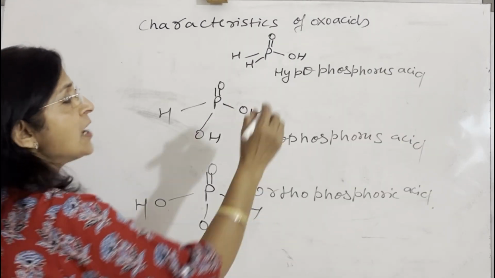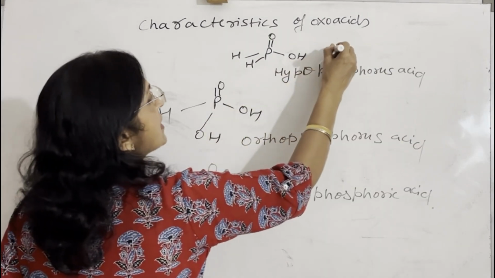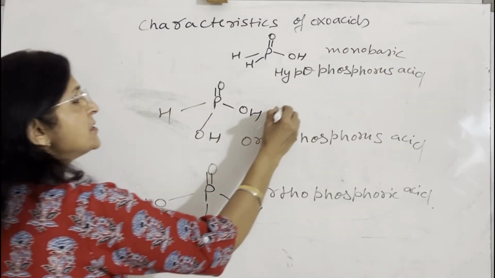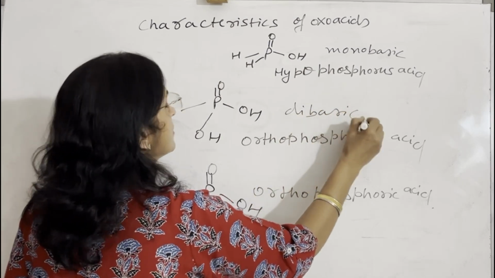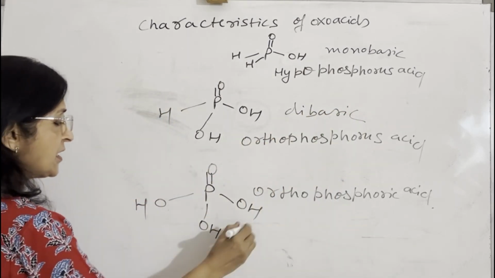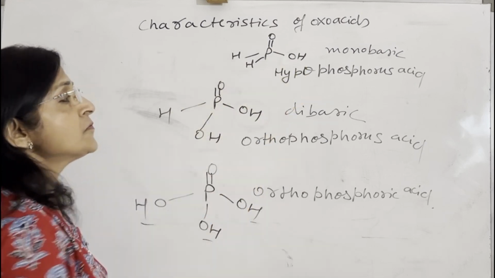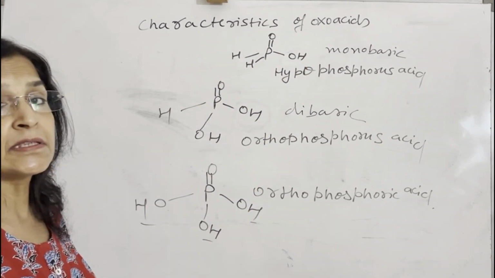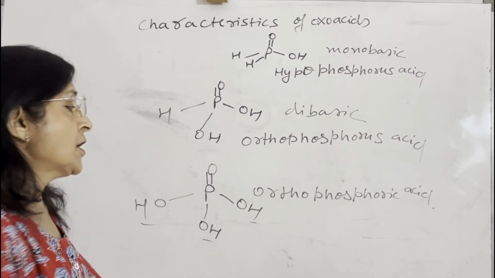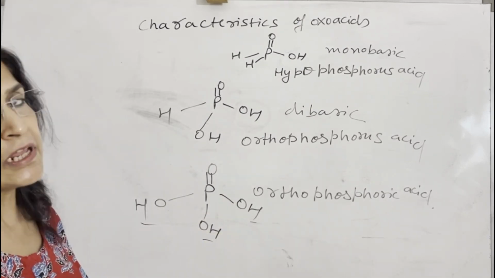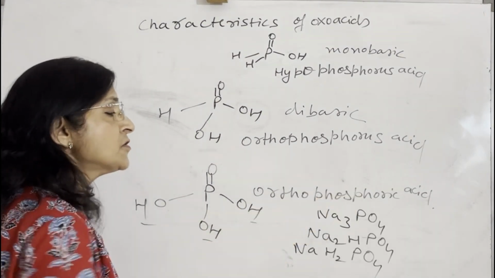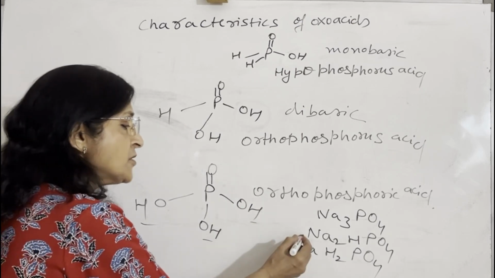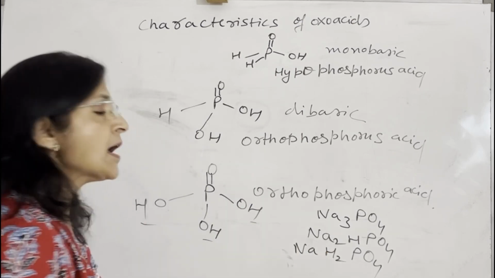One more point, hypophosphorus acid, it is monobasic because it has one OH group. Orthophosphorus acid is dibasic, and orthophosphoric acid is tribasic because it has 3 OH groups. So hypophosphorus acid will form one type of salts. Orthophosphorus acid is dibasic, it will form 2 series of salts. Orthophosphoric acid is tribasic, it will form 3 series of salts. For example, orthophosphoric acid can form 3 series of salts: sodium phosphate, disodium hydrogen phosphate and sodium dihydrogen phosphate.